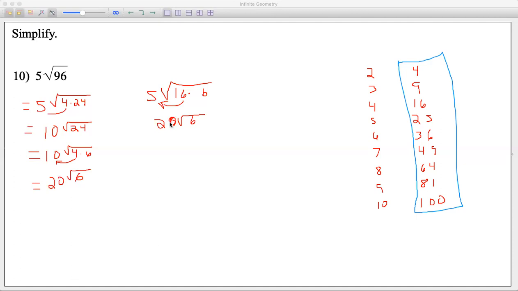Oh, so if e-learning continues, boy, do I need to get a tablet and a pen. Writing with your finger on a mouse pad is just not very good. All right, so 20 root 6. Either way is fine. Questions before we move on to the next section? Any questions?